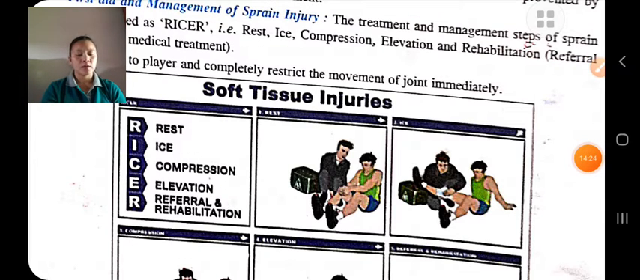Its first aid and management technique. First step, rest. Proper rest to the place. Complete rest, restrict the movement. There should be no movement, complete rest. After that, immediately apply ice over the affected part to stop the internal bleeding. Apply cold compression or ice to stop the internal bleeding. Repeat this process several times. A compression bandage should be applied over the affected part.